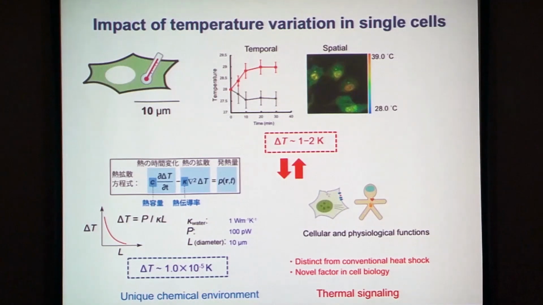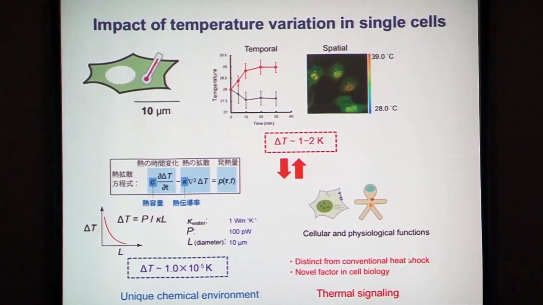I don't want to talk about the details, but when you calculate the possible temperature change using the heat equation, the temperature change that should happen is 10 to the minus 5 Kelvin, which is significantly smaller than what we have observed in cells. This is coming from the unique chemical environment, and we're going to talk about the mechanism later, but the thermal diffusion is highly restricted in the cells. And because of the drastic change of the chemical environment in the cell with respect to temperature, heat has a huge impact in the cells.